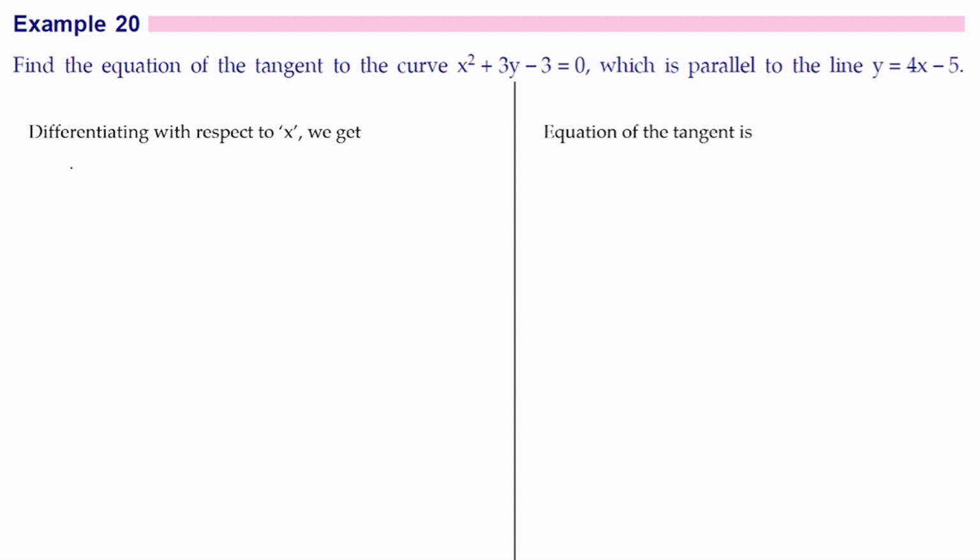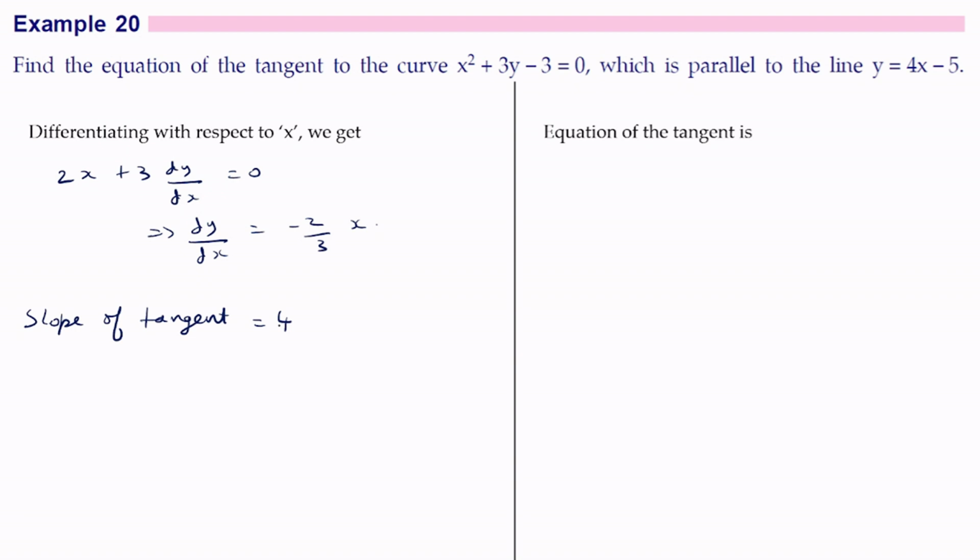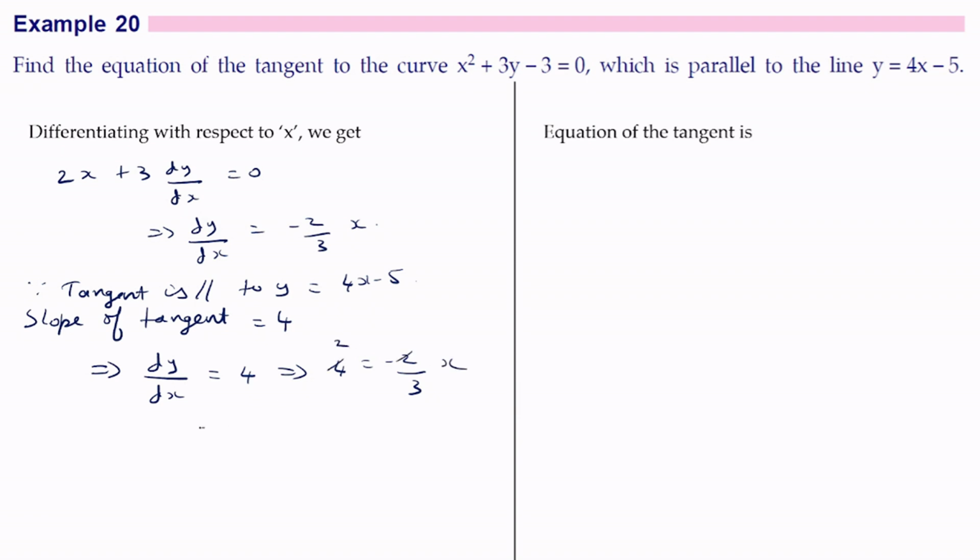So first let us differentiate this with respect to x. Differentiating with respect to x, we get 2x plus 3 dy by dx equal to 0, or from this we get dy by dx equal to minus 2x by 3. So the slope of the tangent is equal to 4, since the tangent is parallel to y equal to 4x minus 5. So from this we get dy by dx equal to 4, which implies 4 equal to minus 2x by 3. So from this we get x as minus 6. So we got one coordinate as minus 6.